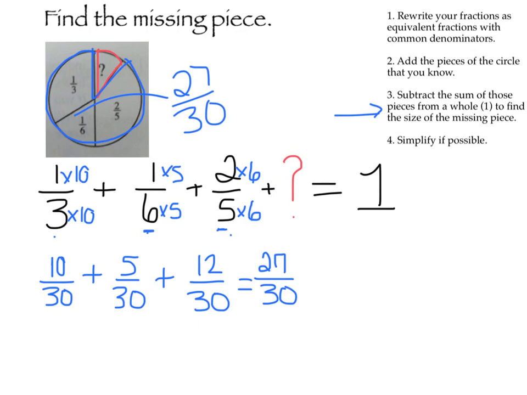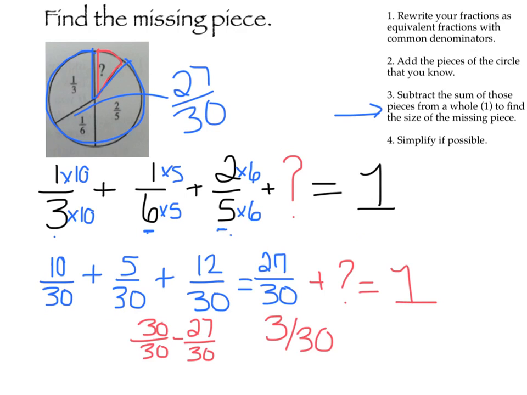Or you can just ask yourself, how many more 30ths do I need to add up to a whole? Well, if I have 27 30ths in that blue piece, then I have to have 3 30ths as my missing red piece. And again, I got that from doing 30 30ths, which is our whole, minus the 27 30ths that were in blue, and we get 3 30ths.